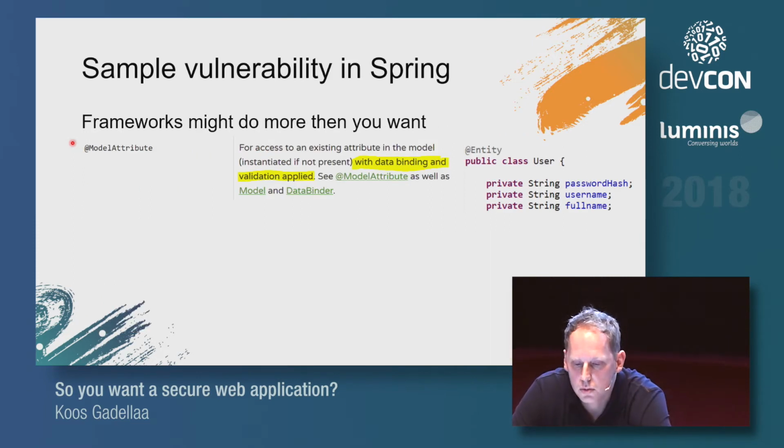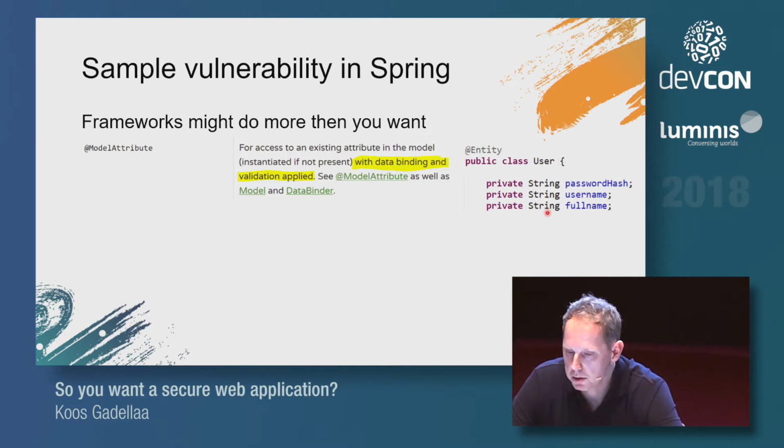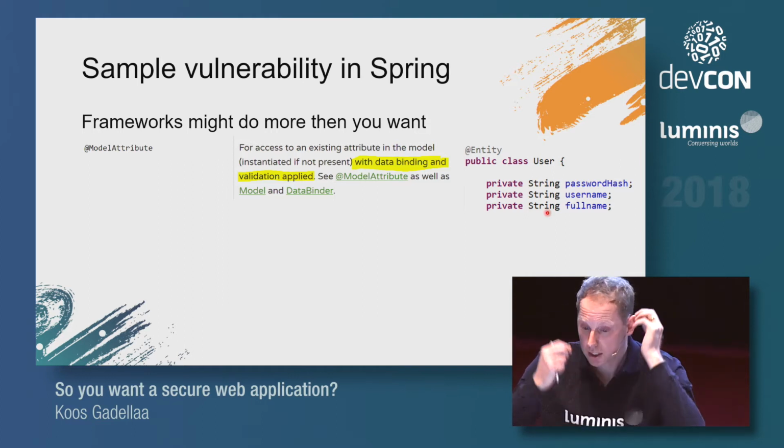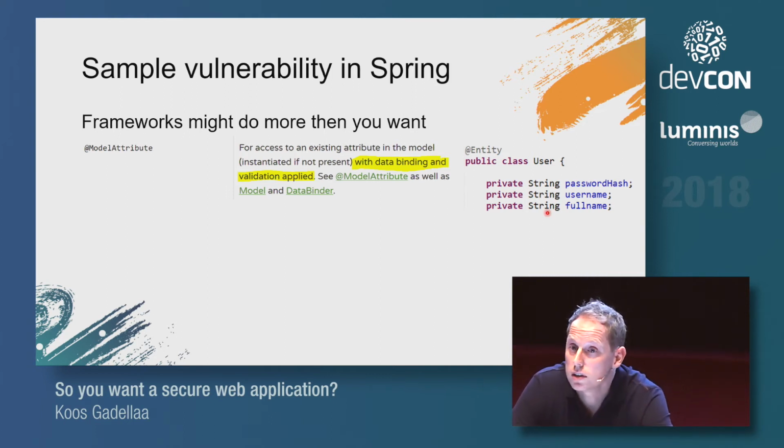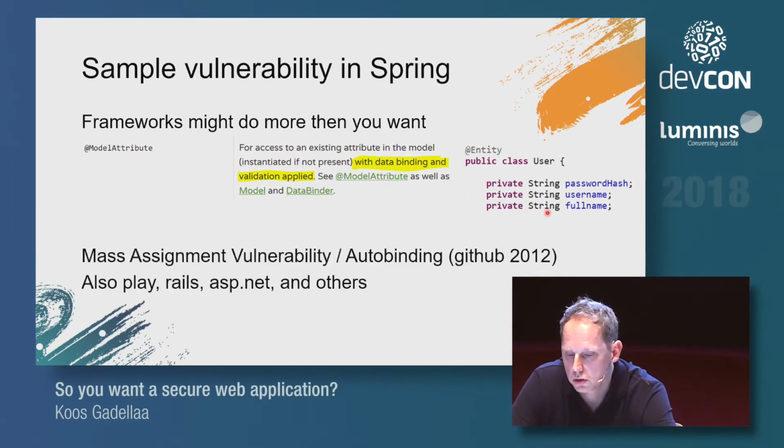Well, because this framework does more than I want. All of a sudden it starts using data binding, and as you can see, the user has a full name attribute. And since our HTTP request had a parameter matching the same, Spring does auto binding, and then all of a sudden our model is attacked. So we have this reflection attack. Now this is what they call a mass assignment vulnerability, and I was caught by it.